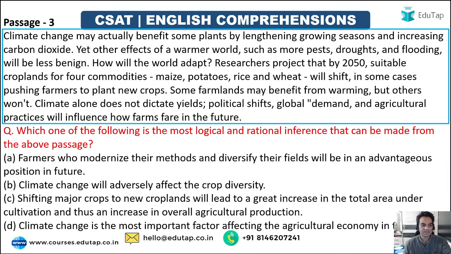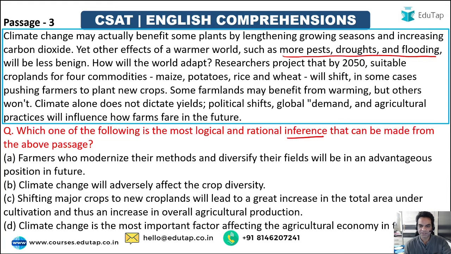Next passage, guys, climate change. Now we have to find a logical and rational inference. So let's read the passage. Climate change may actually benefit some plants by lengthening growing seasons and increasing carbon dioxide. Yet other effects of a warmer world, such as more pests, droughts, and flooding, will be less benign. So although climate change may help plant growth, the other effects of climate change are very drastic. That's what he wants to say.